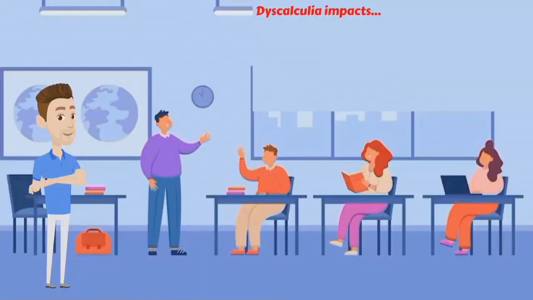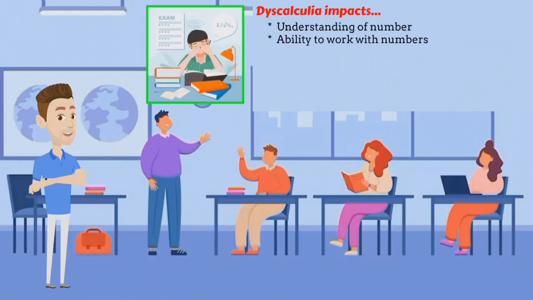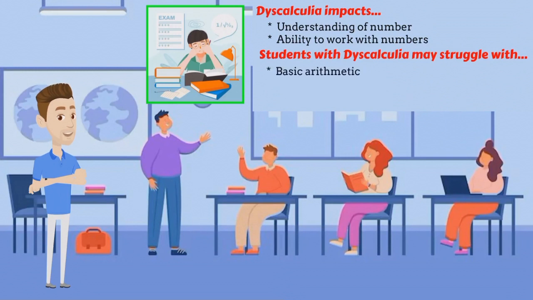Dyscalculia is a learning disability that affects a student's ability to understand and work with numbers. People with dyscalculia may struggle with basic arithmetic, maths concepts, and understanding mathematical symbols.